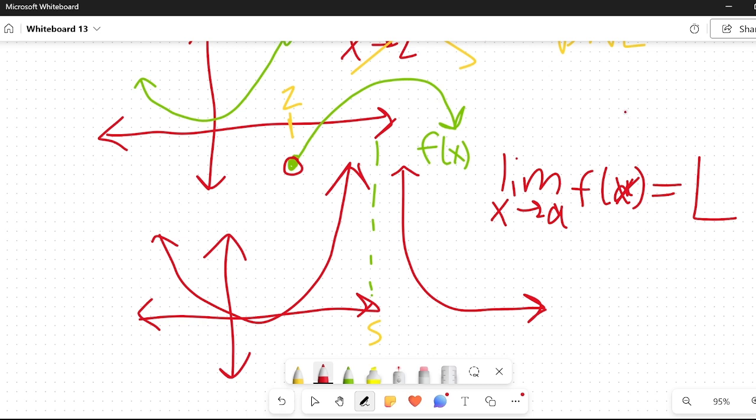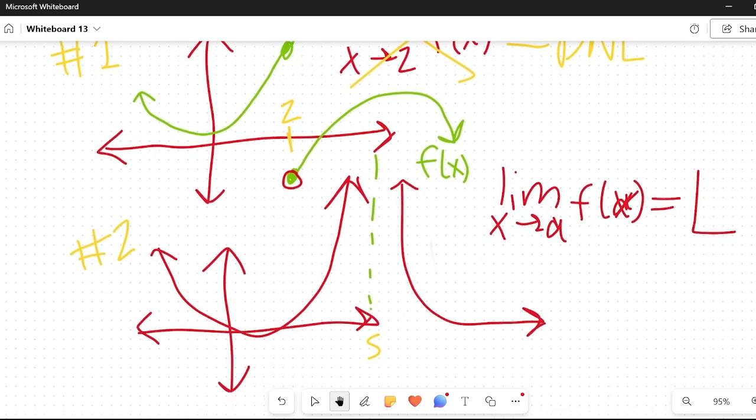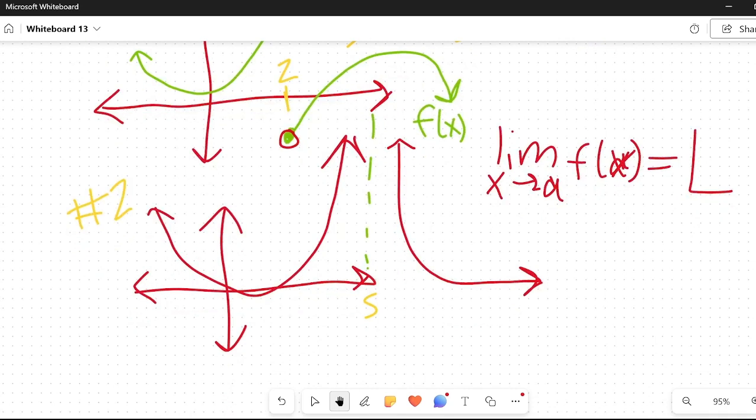So the 2 ways that a limit will fail to exist: if we have unbounded behavior close to that point that reaches either infinity or negative infinity, that limit doesn't exist. But if we have a break in the function like we did up here, so this will be the first case where it doesn't exist, where we have a break in the function at the point we're trying to evaluate. And then this is number 2, where it won't exist: we have unbounded behavior and it approaches infinity.